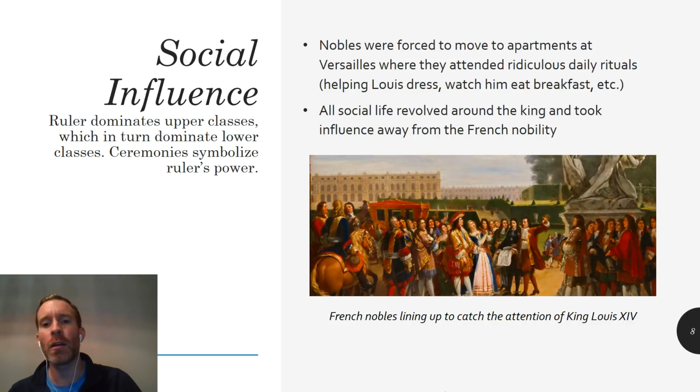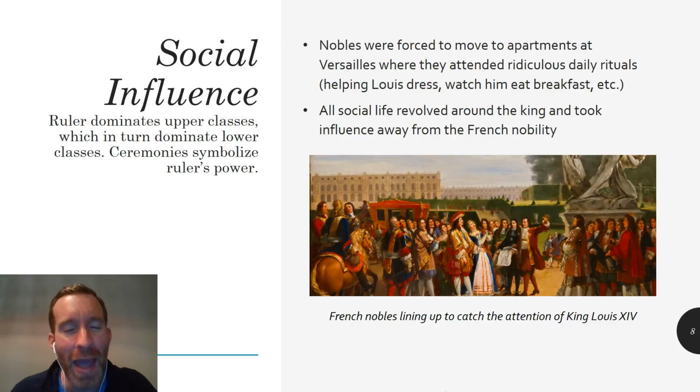So meaning then they're forced to move away from the land they control. They're forced to move away from the power base that they've held for such a long time. And they do such stupid things when they're at Versailles. Like it says there, they're going to attend these ridiculous daily rituals. They will be there watching Louis wake up in the morning. They will be there hoping they have the opportunity to help him dress himself. Not making any of this up. They will be there to watch him eat breakfast. They will be there to watch him lay in bed at night and fall asleep.